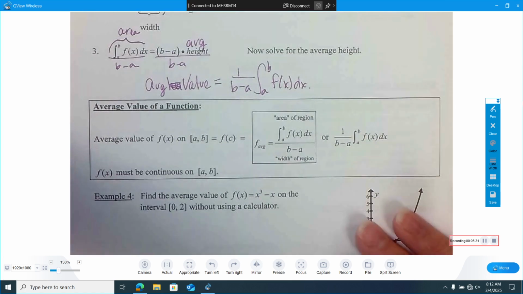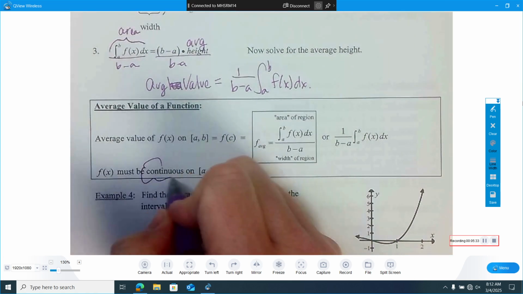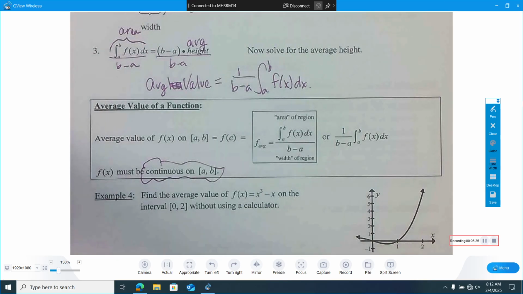You can see it written here. It is important that we understand that our function must be continuous. So that is an important part. It doesn't say that it has to be differentiable, but it does have to have continuity. So that's kind of important.